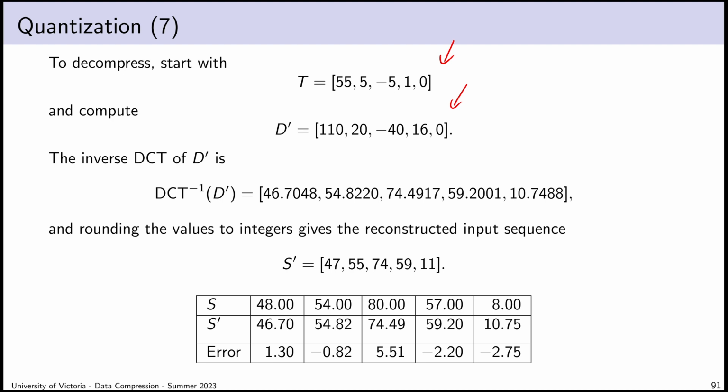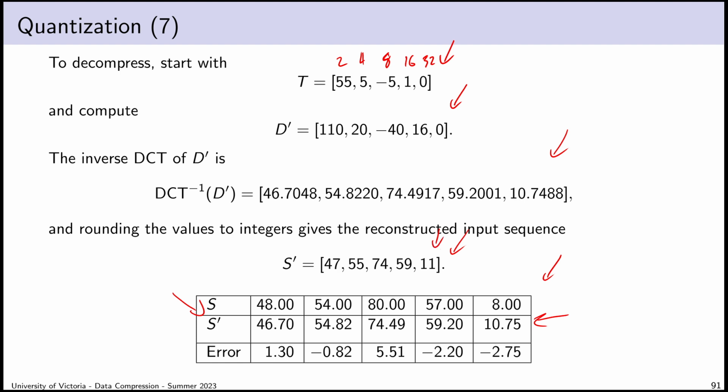by multiplying each value by the corresponding quantizer, so 2, 4, 8, 16, and 32, and then I take the inverse DCT and I end up with this reconstructed sequence. I can look at the error. I have to be a little bit careful here. So S prime, the actual result of the inverse DCT, is shown in this table, whereas the S prime that I've drawn here, this is the result rounded to integers.